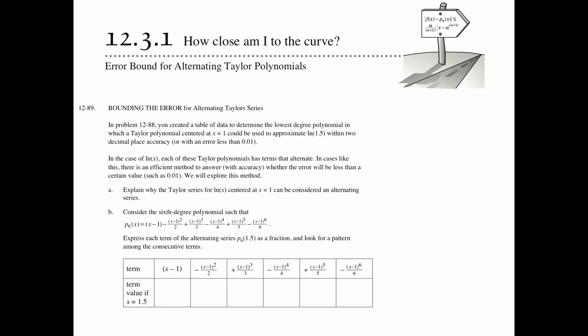Now problem 12-89 continues the investigation of the Taylor approximation about x equals 1 for ln of 1.5. In this case, your students will complete a different table where they record the value of the first 6 terms of this Taylor series and look for patterns among successive terms. Now, this is an important moment to stop and summarize after teams have had a chance to discuss observations that they see.